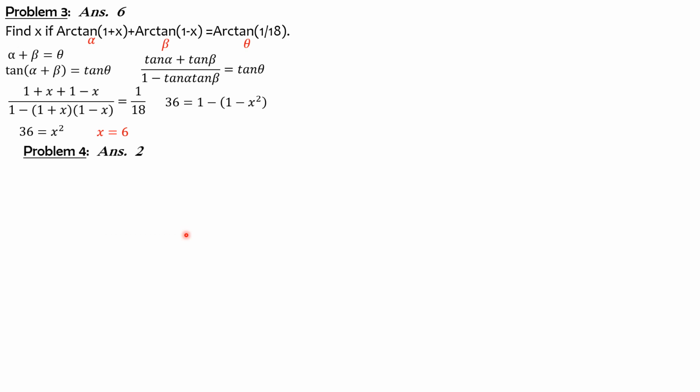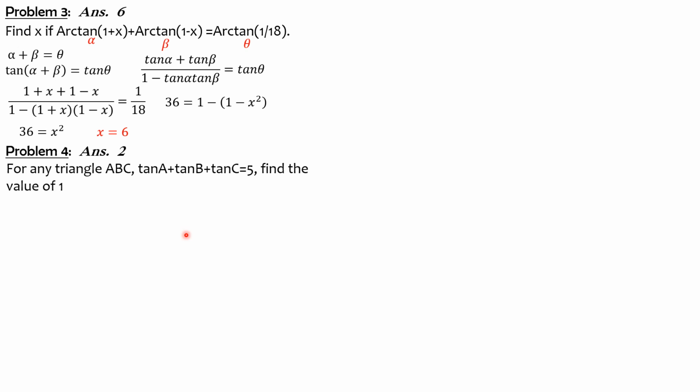Then problem 4: for any triangle ABC, tangent of angle A plus tangent of angle B plus tangent of angle C is 5. Then find the value of 10 divided by tangent of A times tangent of B times tangent of C. So A plus B plus C is 180 degrees, the sum of the interior angles of a triangle. Taking tangents, we group A and B as one angle, then C the other angle. So tangent of the quantity A plus B plus C equals tangent of 180, and tangent of 180 degrees, take note, is 0.